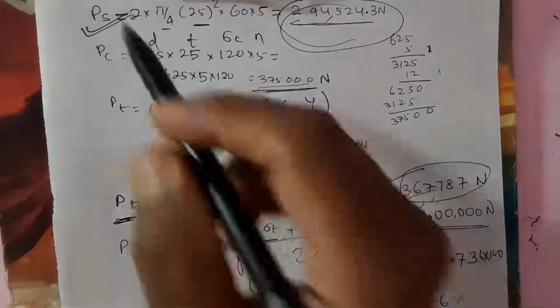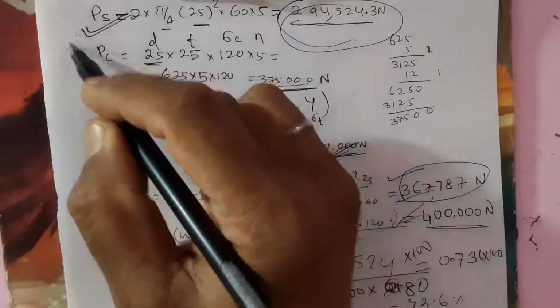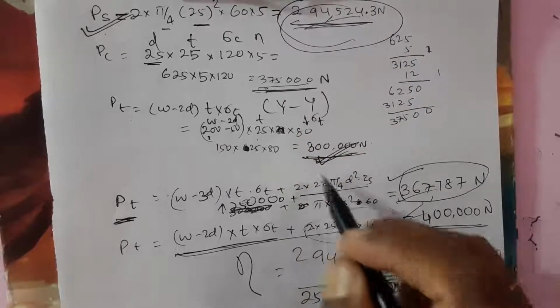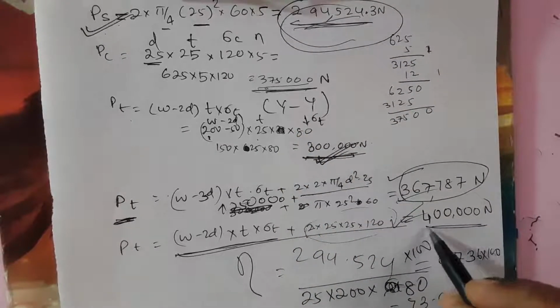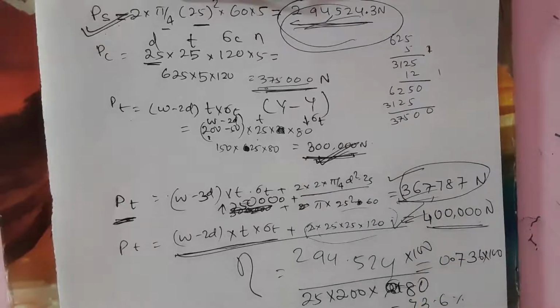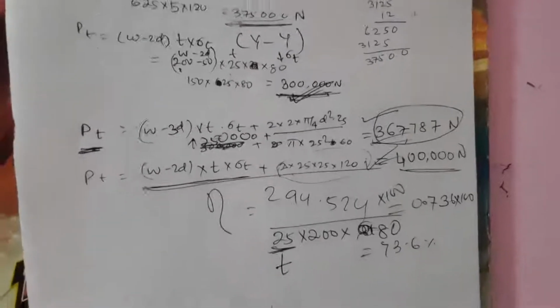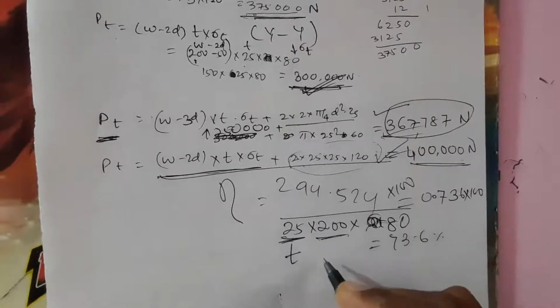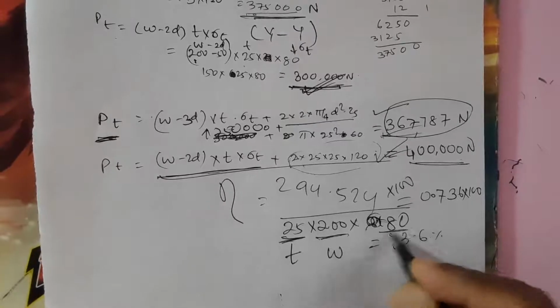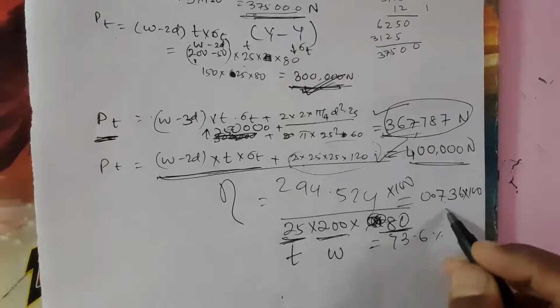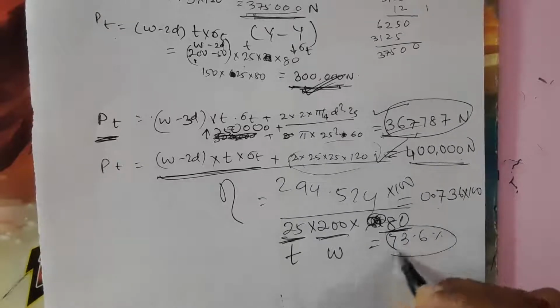But we want to see what is the least among them. The least among them is this one, because this is 294, this is 375 kilonewton, this is 300 kilonewton, this is 400 kilonewton, and this is 367. So the least is this one. The least divided by the solid strength of the plate. The solid strength of the plate is the thickness of the plate times the width of the plate times sigma t. In this case it comes out to be 73 point something.